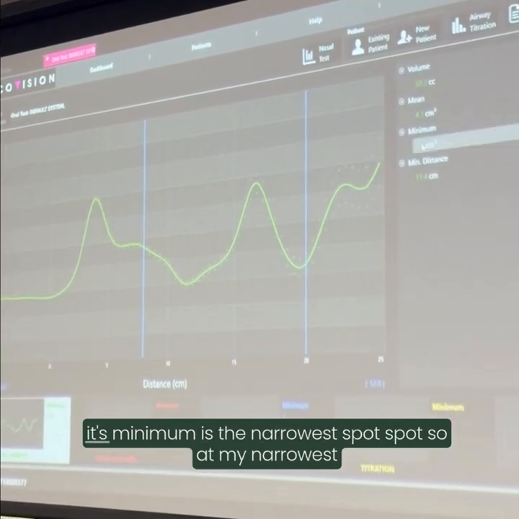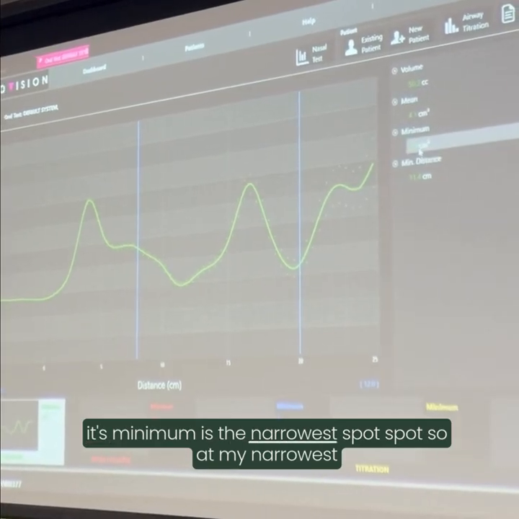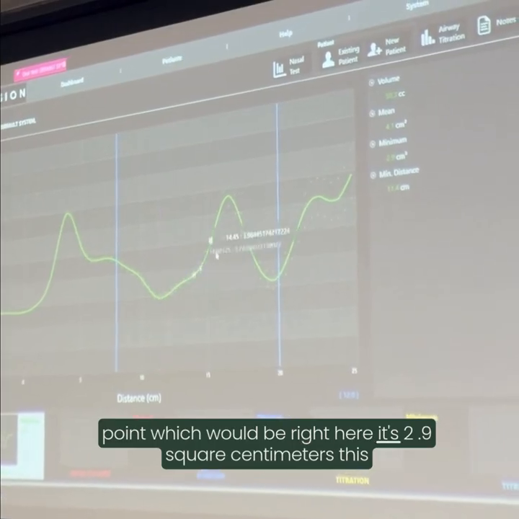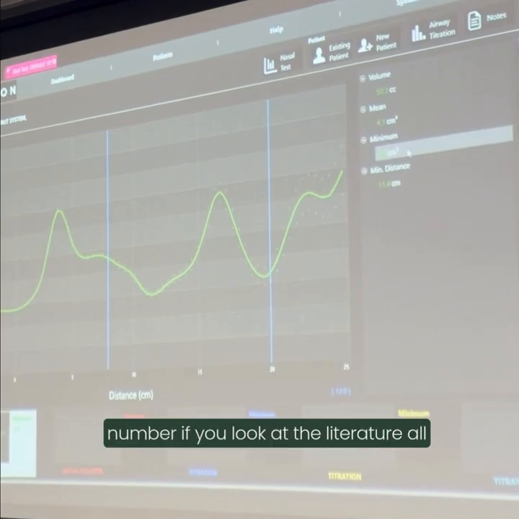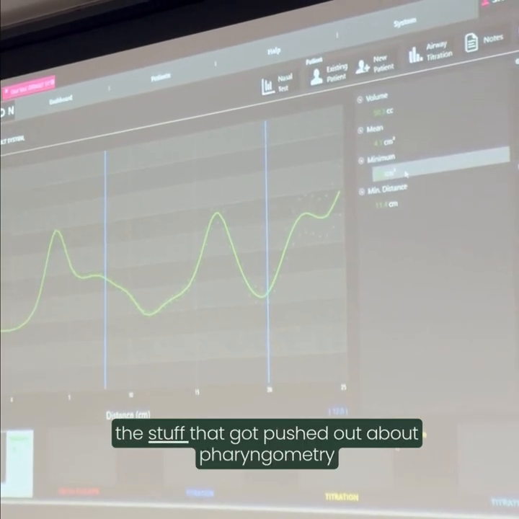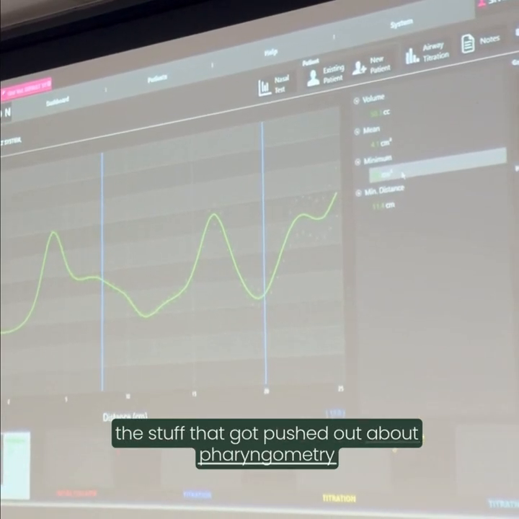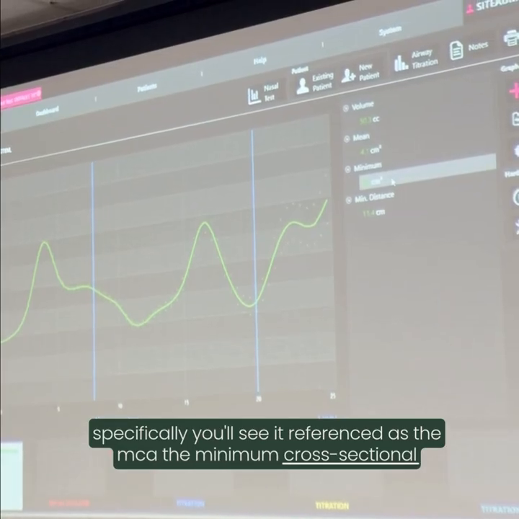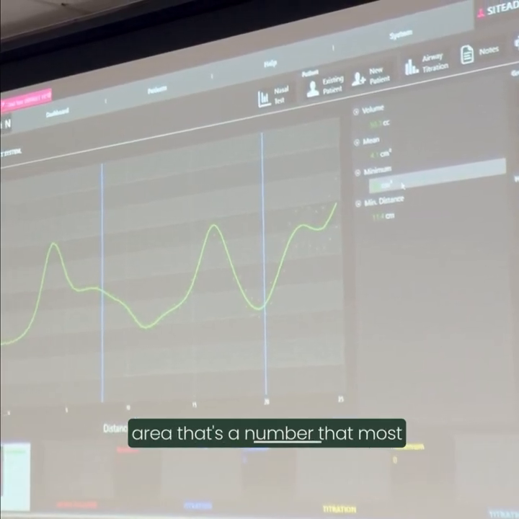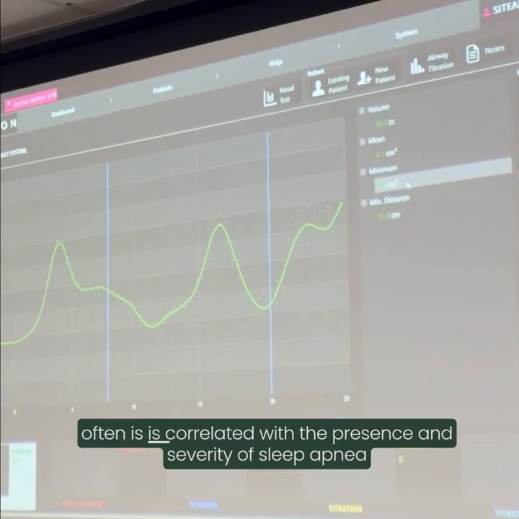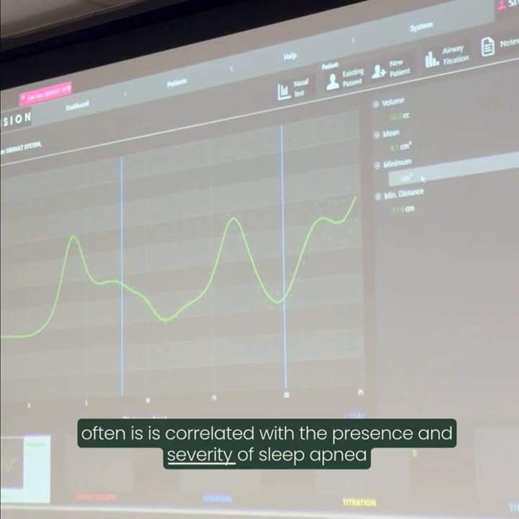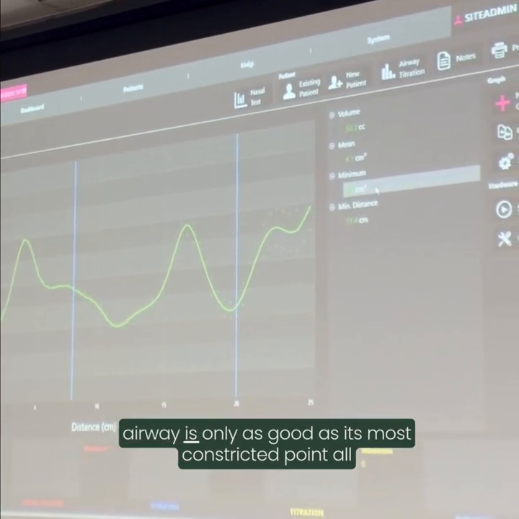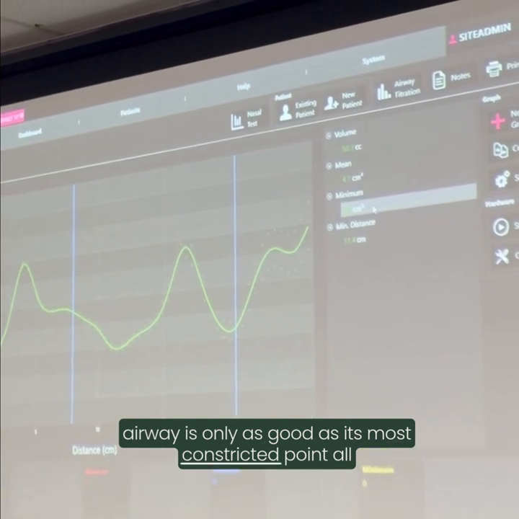So the minimum number is just that, it's the minimum. Mean is average, it's the whole airway. Minimum is the narrowest spot. So at my narrowest point, which would be right here, it's 2.9 square centimeters. If you look at the literature, all the stuff that got pushed out about pharyngometry specifically, you'll see it referenced as the MCA, the minimum cross-sectional area. That's a number that most often is correlated with the presence and severity of sleep apnea. So that's a number that we look at a lot because the airway is only as good as its most constricted point.